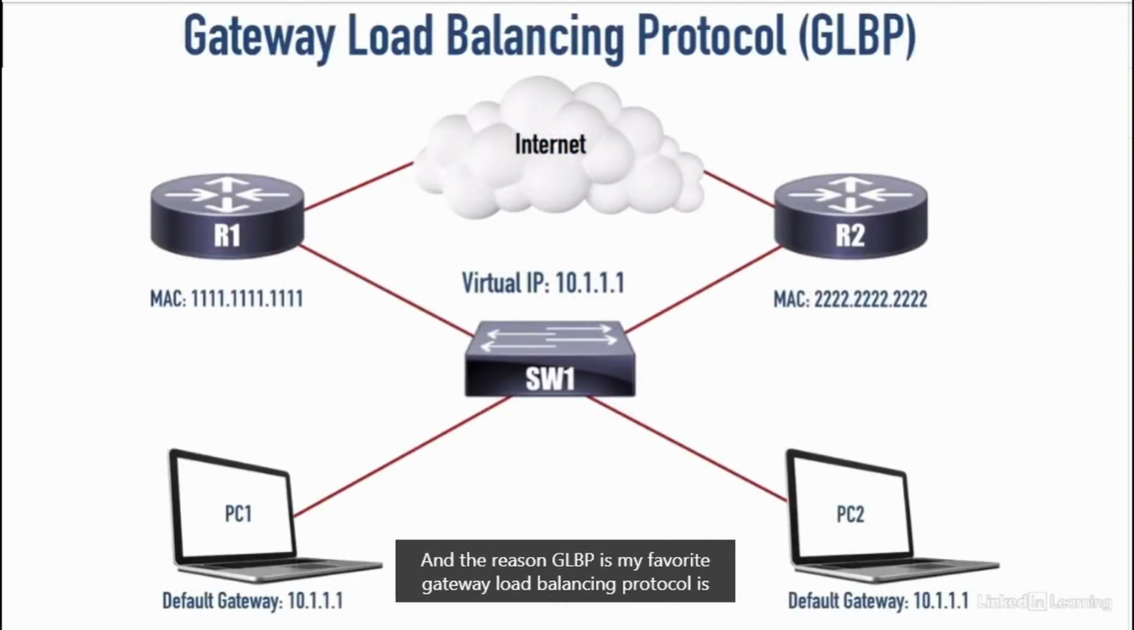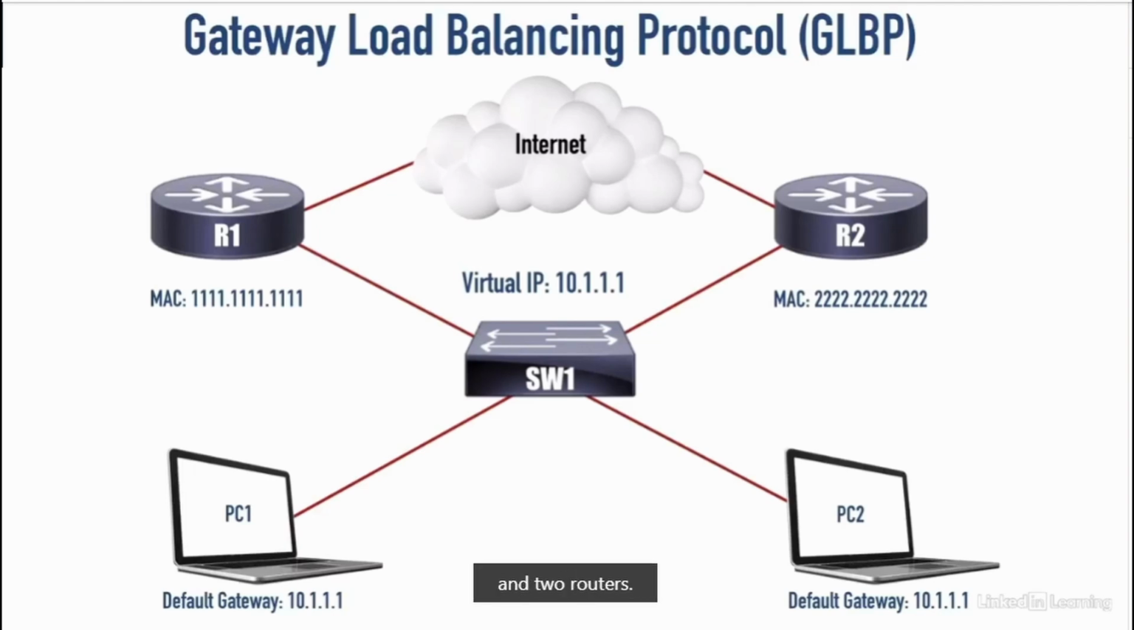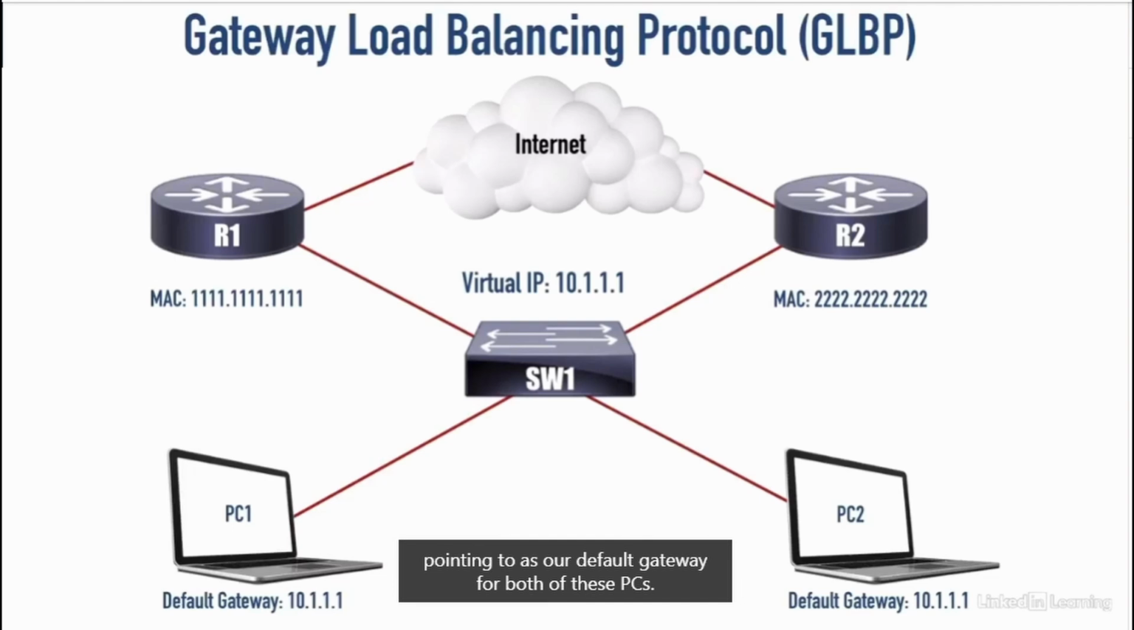And the reason GLBP is my favorite, Gateway Load Balancing Protocol, is that in addition to giving us redundancy, it, as the name suggests, gives us load balancing. And here I'm giving you a basic example of just 2 clients and 2 routers. Now, we still have a virtual IP address of 10.1.1.1 that we're pointing to as our default gateway for both of these PCs. But when a PC wants to go out to the rest of the world and it knows the IP address of a default gateway, it has to also learn the MAC address of that default gateway.